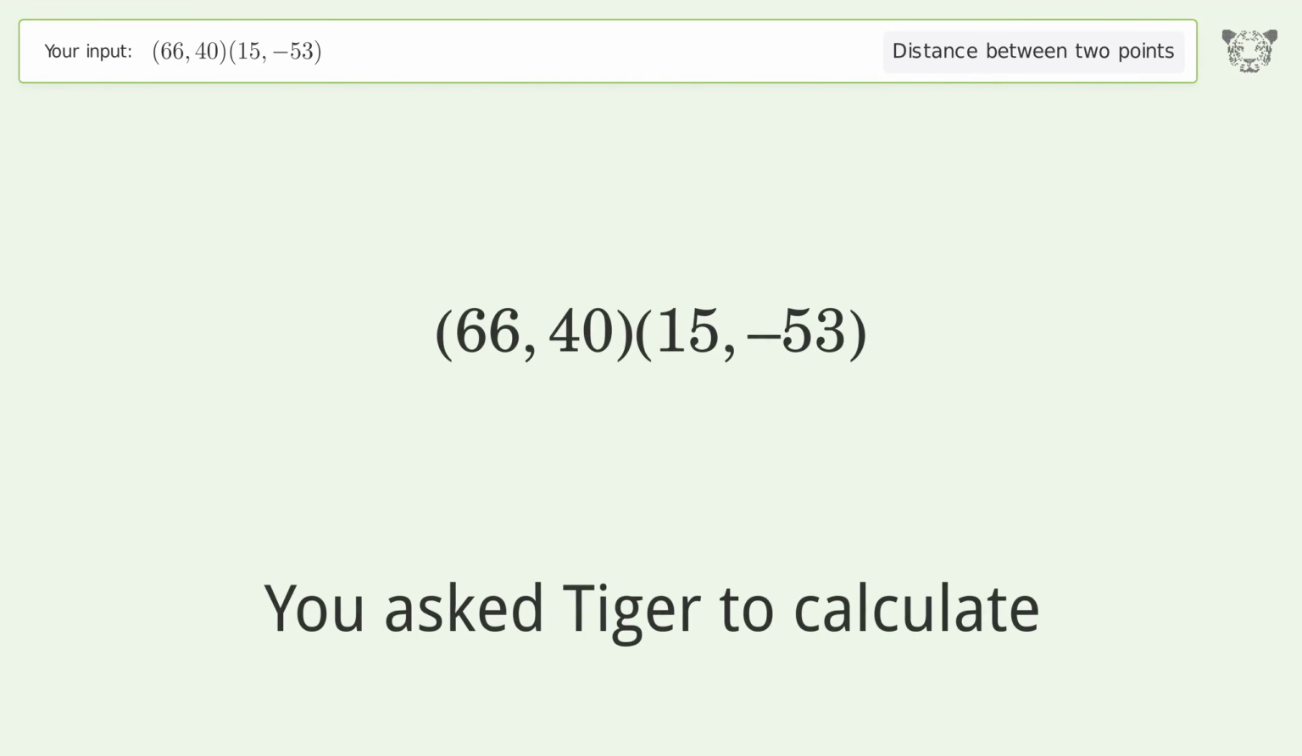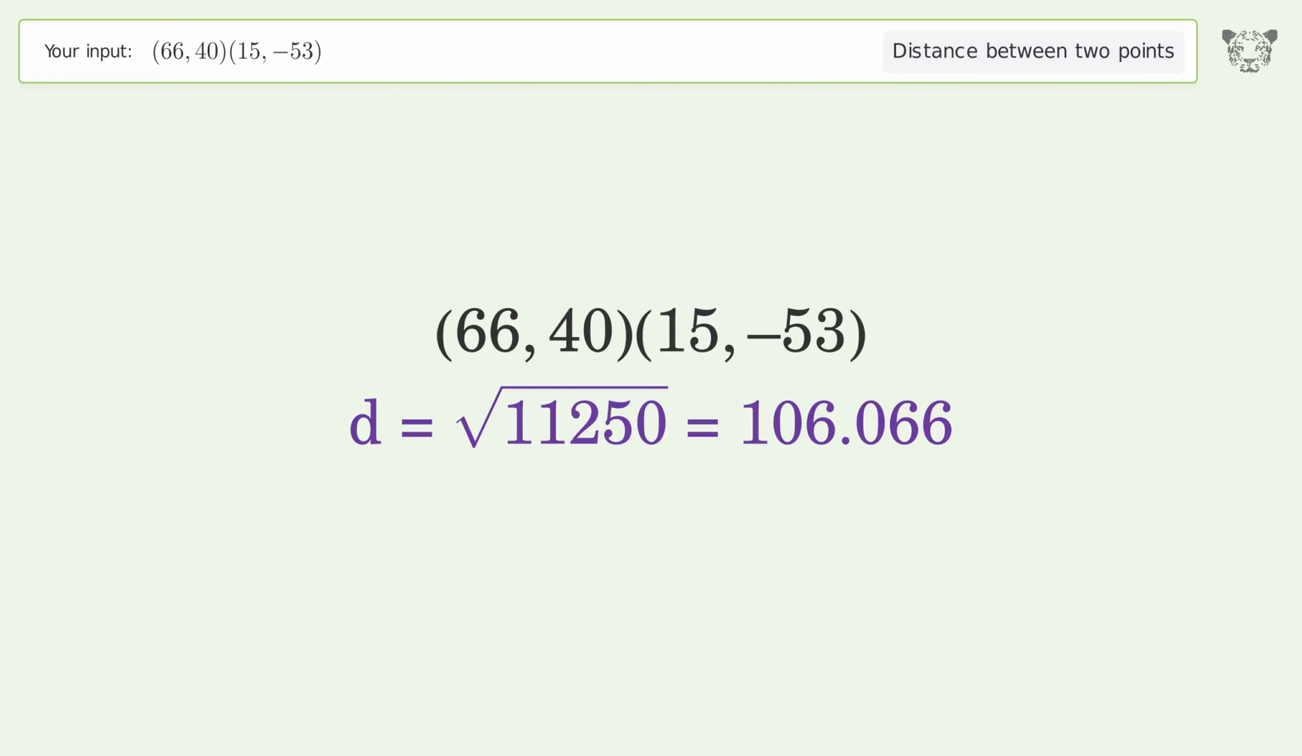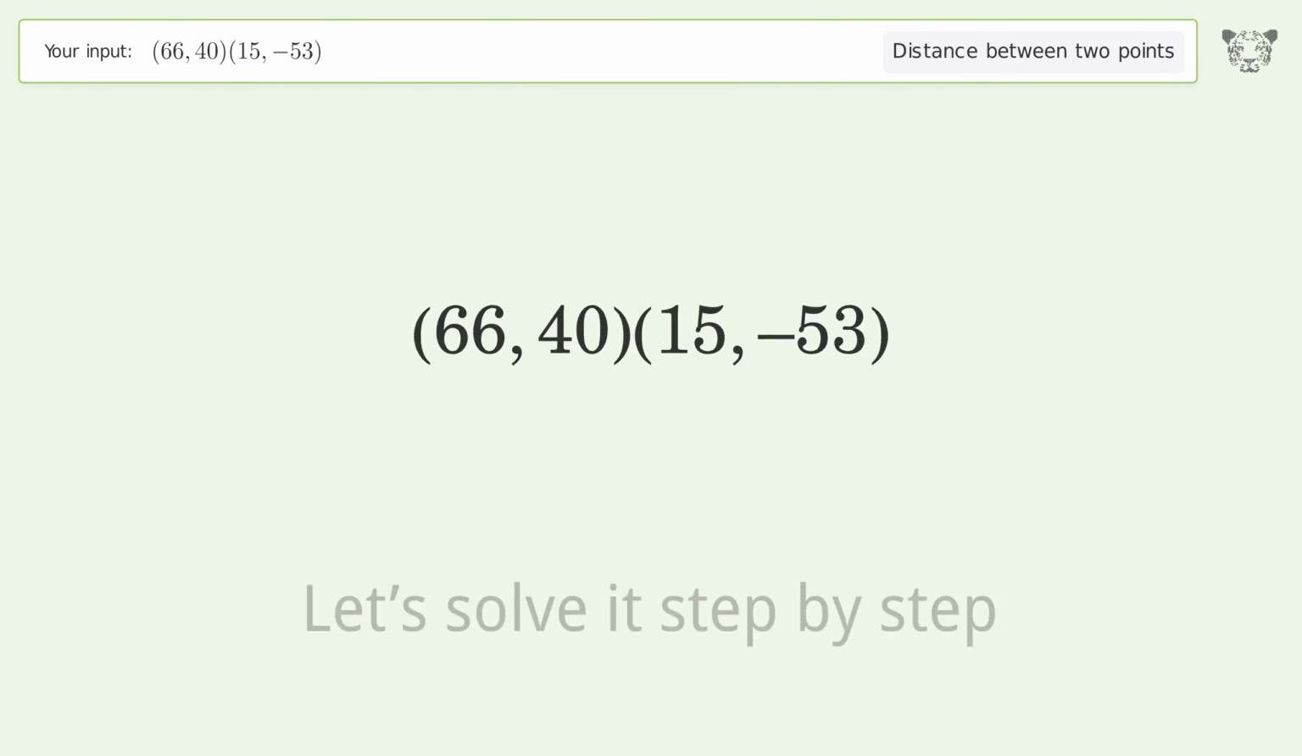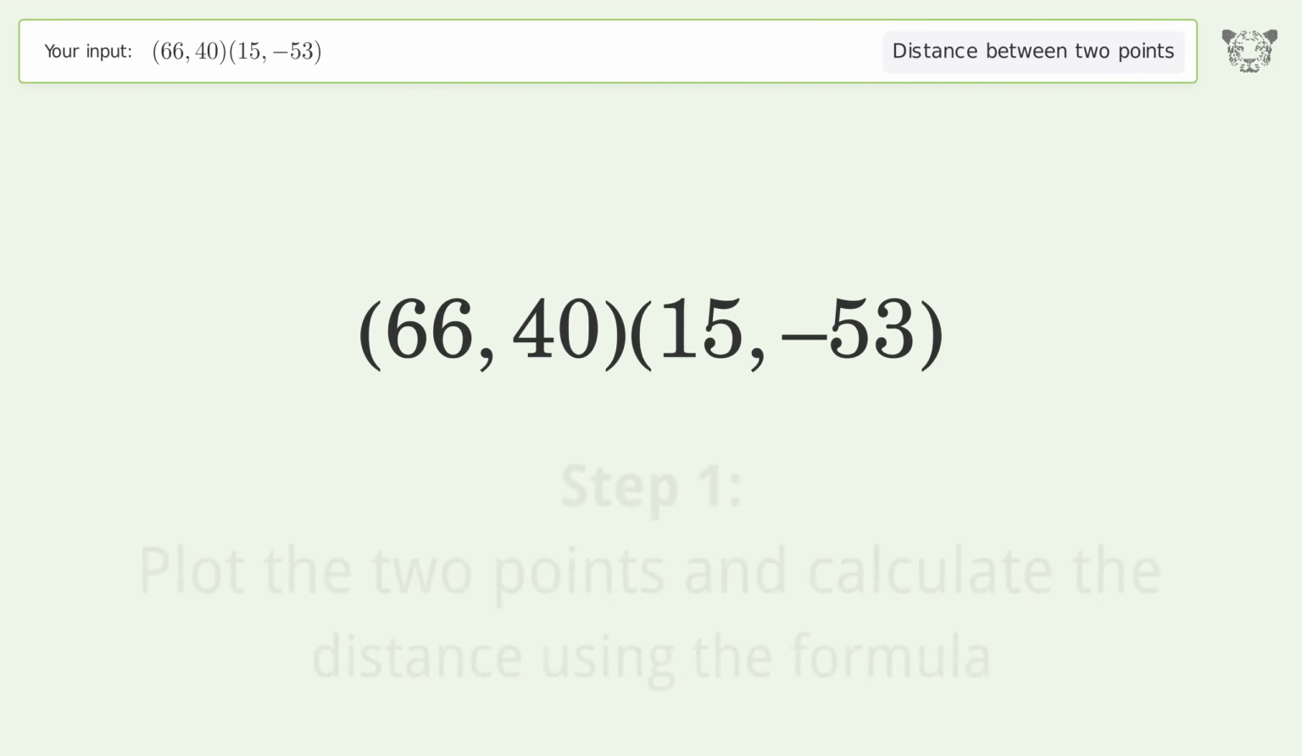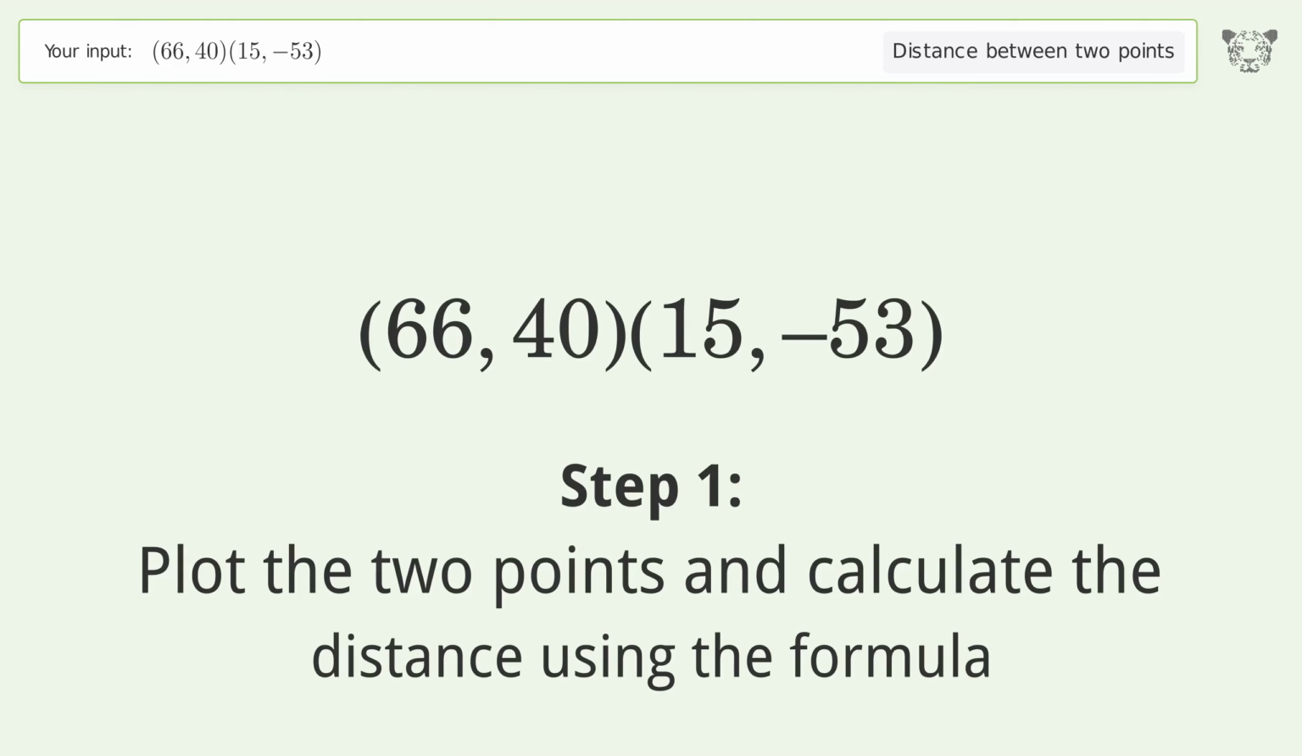You ask Tiger to calculate. This deals with the distance between 2 points. The distance between the 2 points is the square root of 11,250, or 106.066. Let's solve it step by step. Plot the 2 points and calculate the distance using the formula.